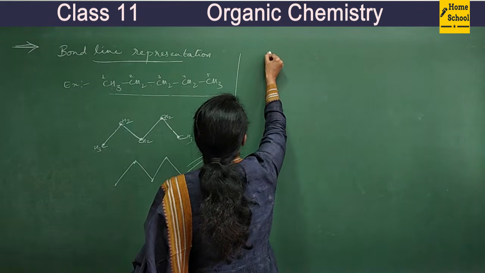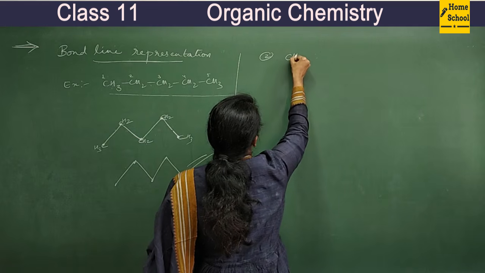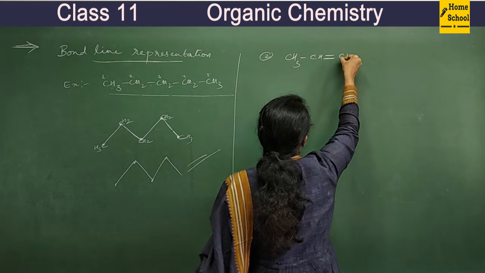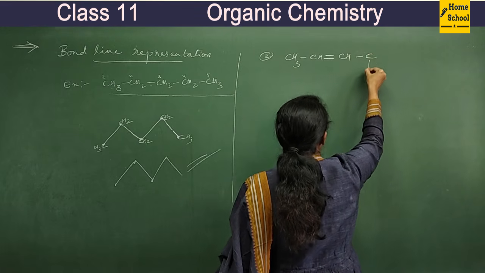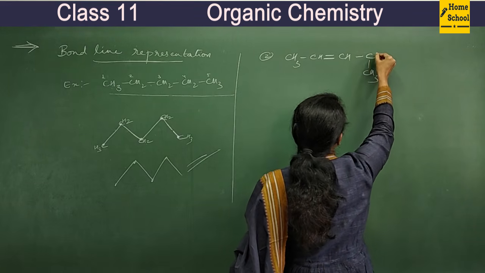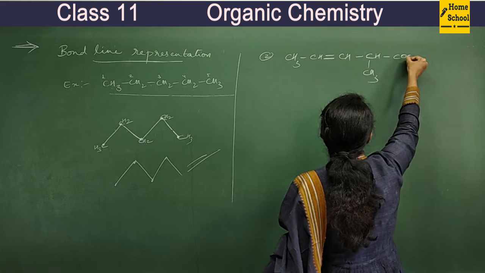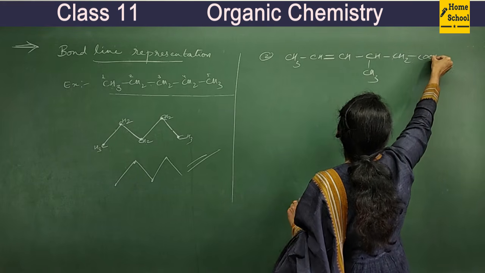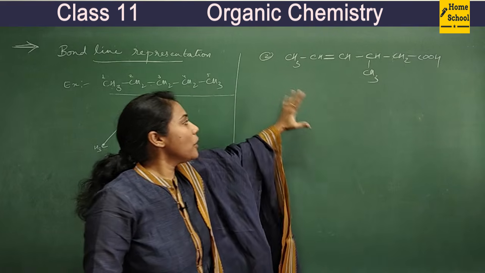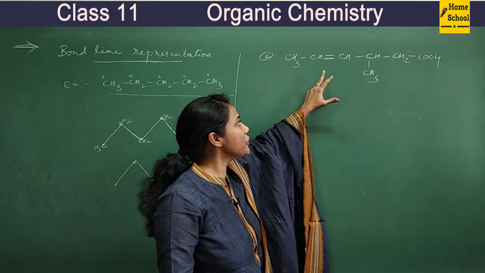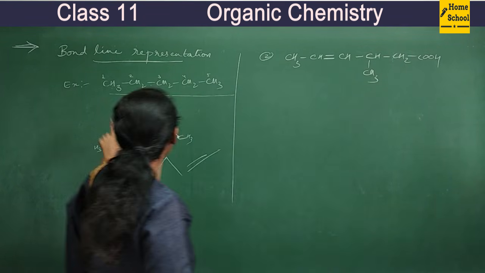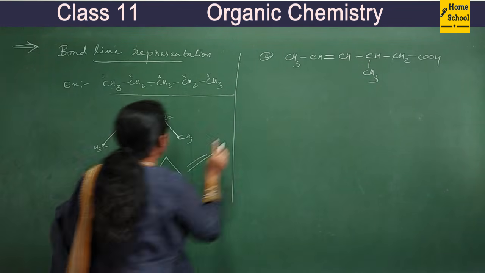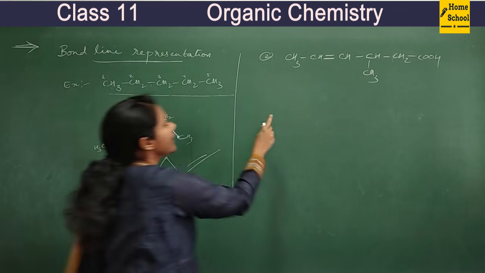Second example, you see. Imagine I have this structure. CH3, one branch here, right? And let me put one more CH2 and COOH. So this is some organic molecule, and I need to mention this molecule in bond line representation. I need to convert this formula into this format. So how do I convert?